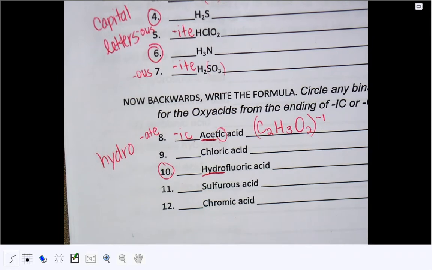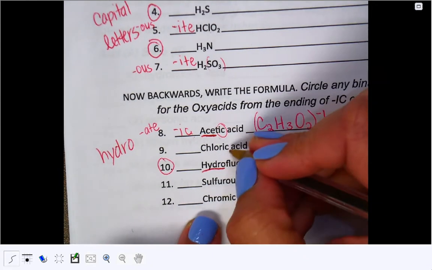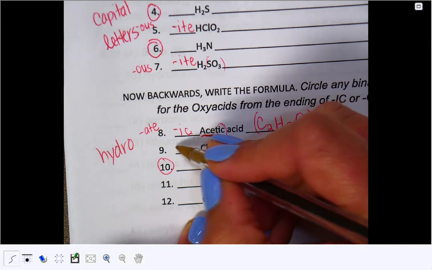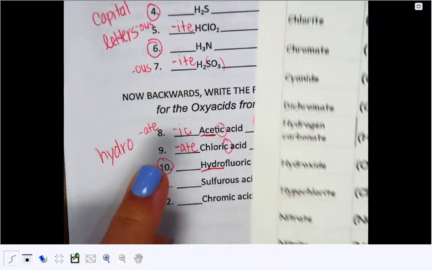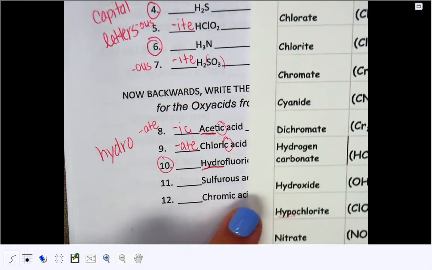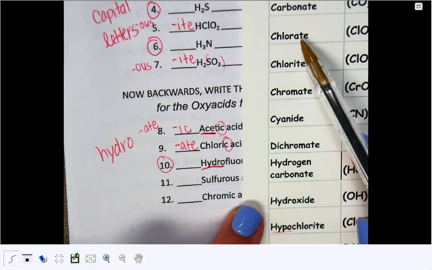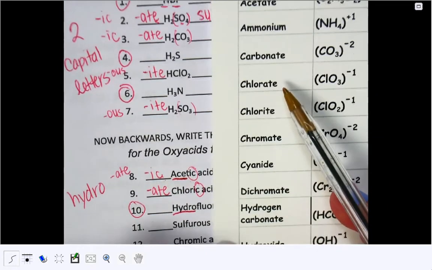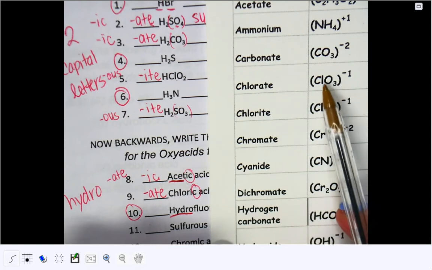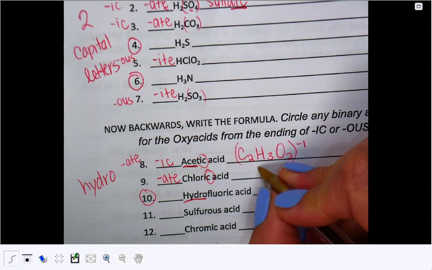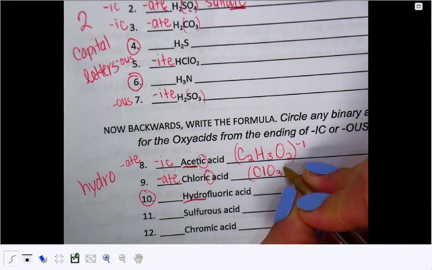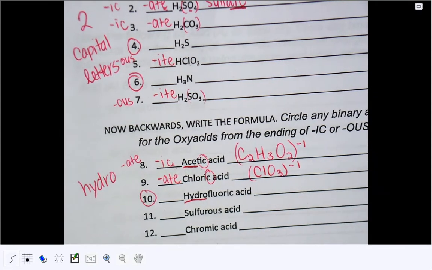-1 charge, okay? So that you know what you're going to be combining. All right, chloric. So ic is telling me that it's going to turn into an ate. So we want something that has chlor and ate. Chlor and ate. So do we see chlorate up towards the top? Chlorate is ClO3 with a -1 charge. So we're going to go ahead and write ClO3 with a -1 charge.